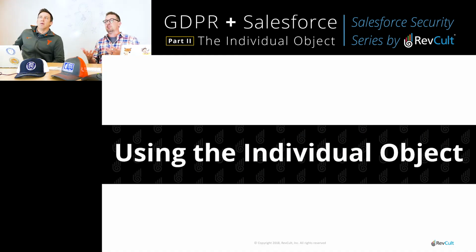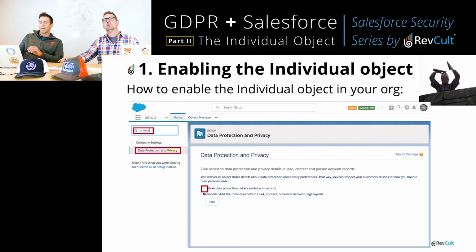With that in mind, let's say, okay, so what are we going to do? How do we actually use this thing, right? So first thing you need to do is enable the object in general. It's available in Spring 18, but it's not on by default. It's not available by default inside your org. So you're going to need to go into setup and go to the data protection and privacy settings and really just hit that edit button, hit that checkbox and hit save. And ta-da, now you have the individual object that's available to you.